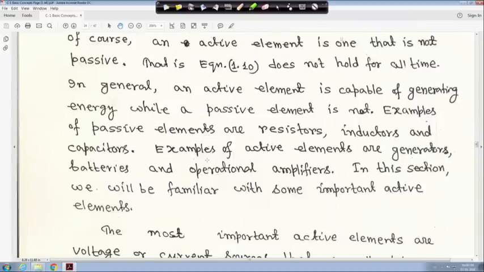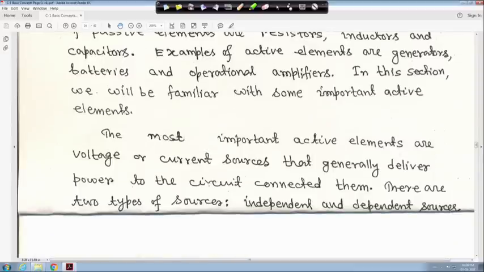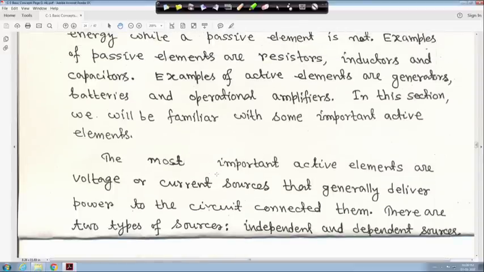So, in this section we will become familiar with some of the important active elements. The most important active elements are voltage or current sources. They generally deliver power to the circuit connected to them, either voltage source or current source.